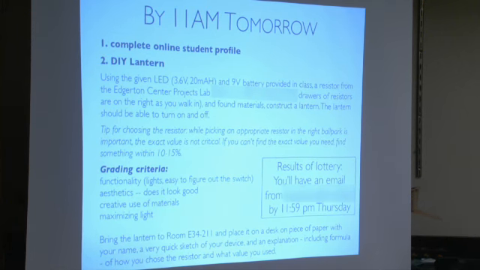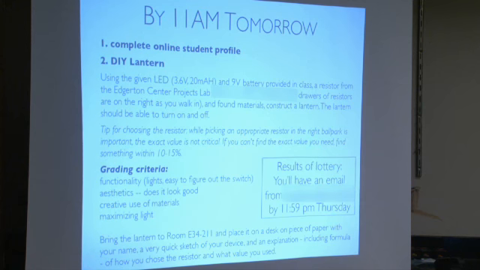And you can bring the lantern back to just the room down the hall, E34 211, and just place it on a desk with a piece of paper that has your name, a really quick sketch of the lantern so that we remember what it is when we give the lanterns back to you, and just a really fast explanation of how you size the resistor so we know that you understand that aspect of what we just went over. Are there any questions about this assignment?